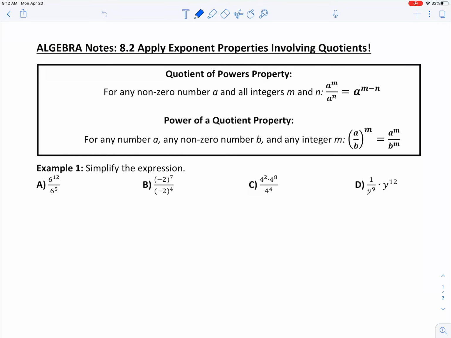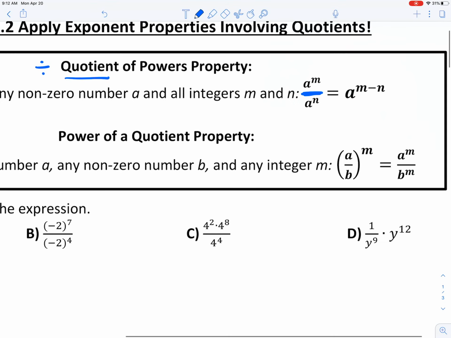Class, today we're going to do lesson 8.2, which is on applying exponent properties involving quotients. That word quotient, just to remind you, means division. So our very first property is the quotient of powers property, which basically means if you're dividing, so this fraction bar right here really does mean the same thing as dividing.